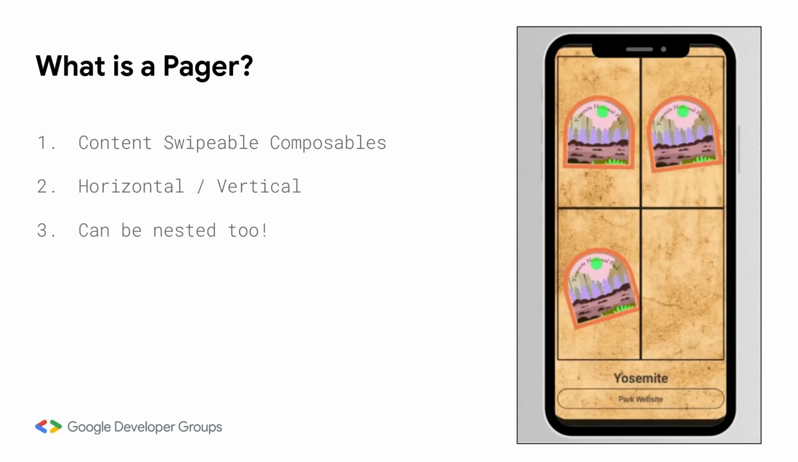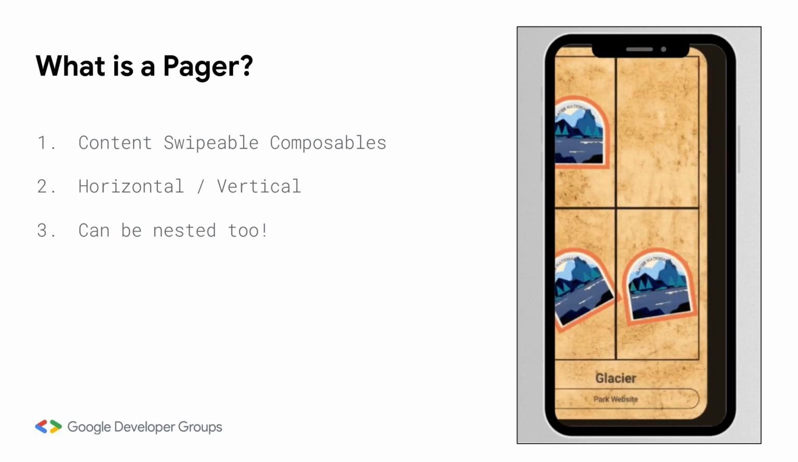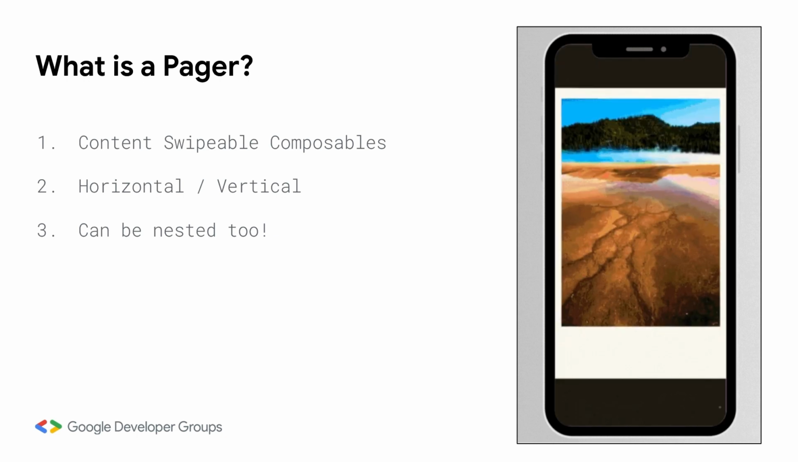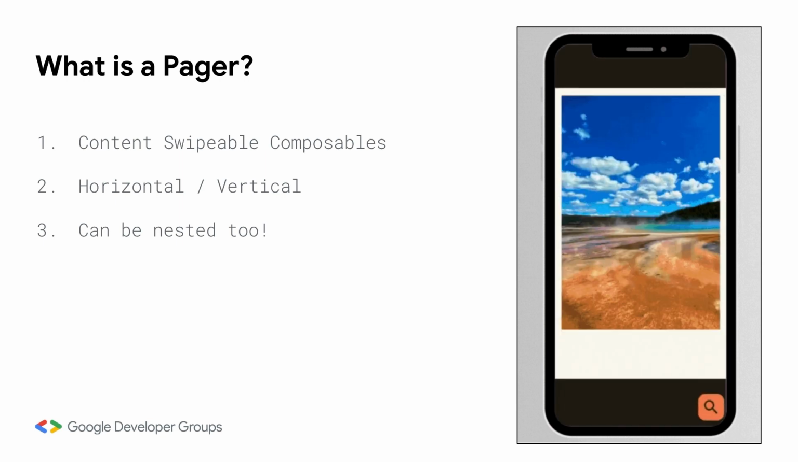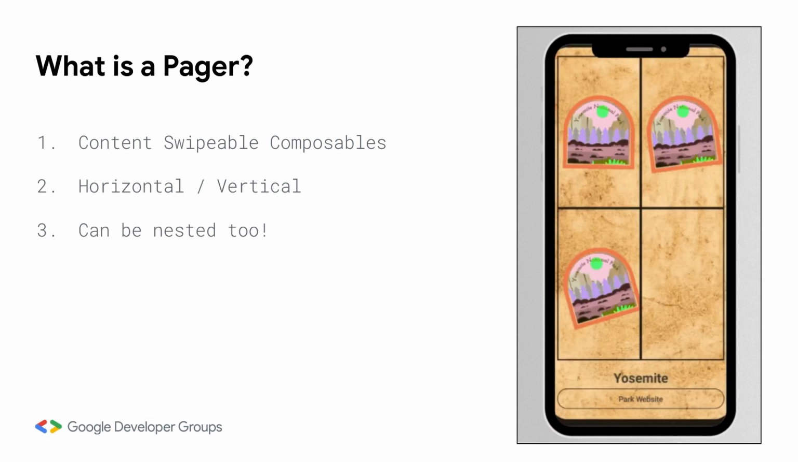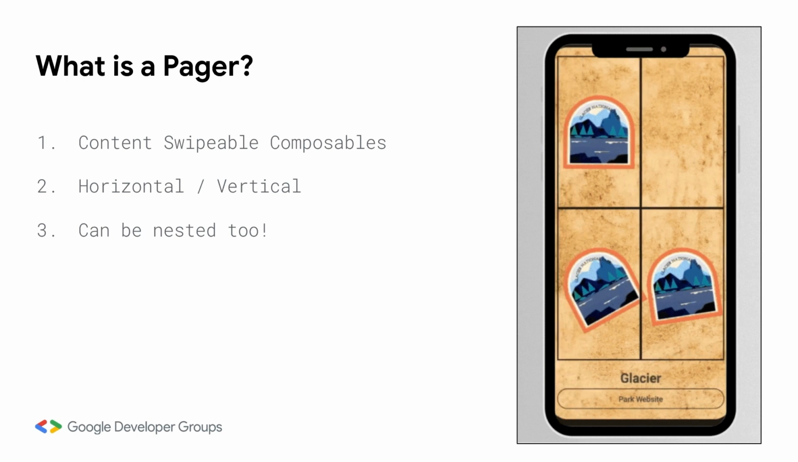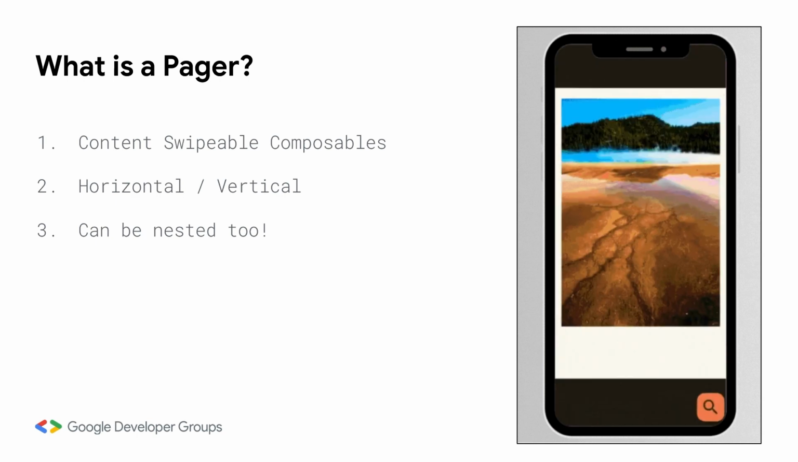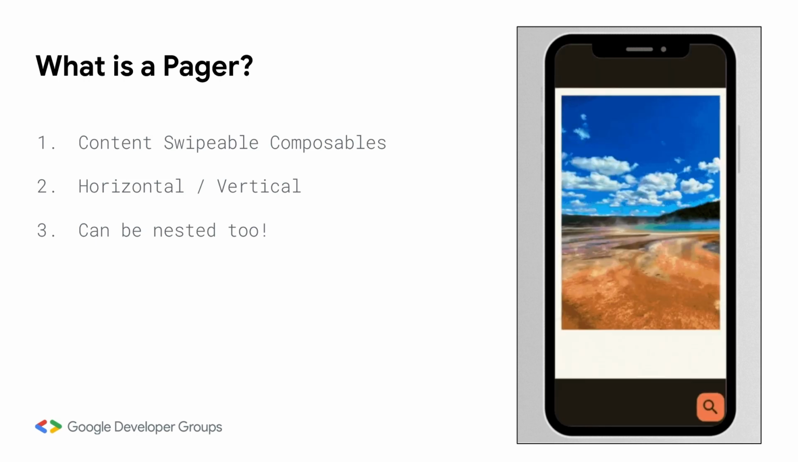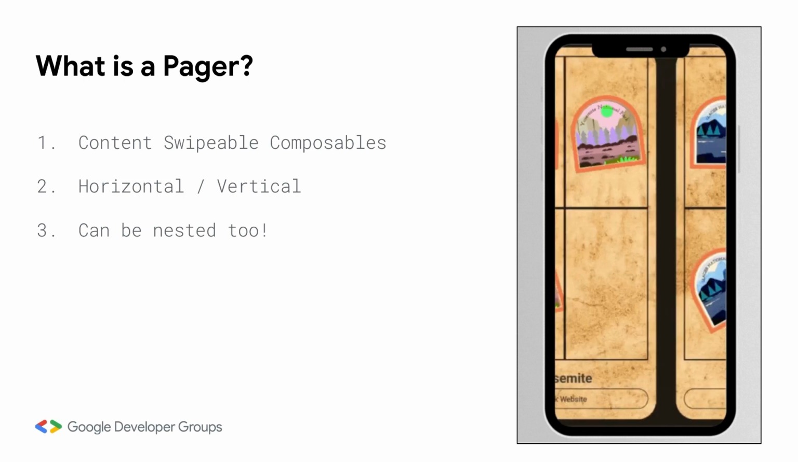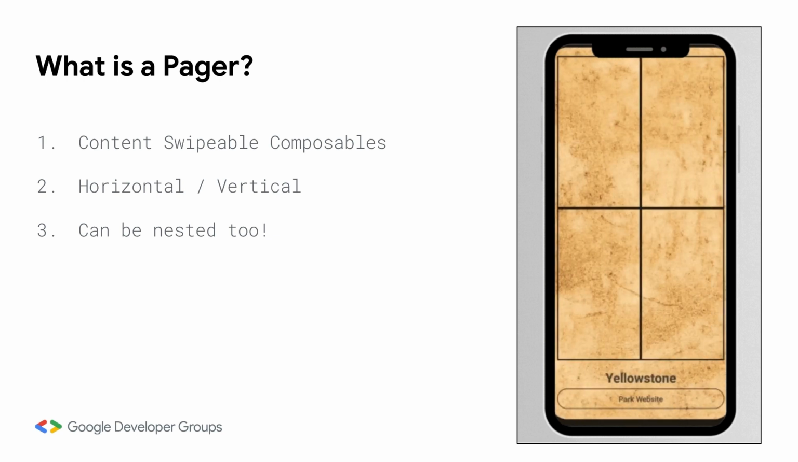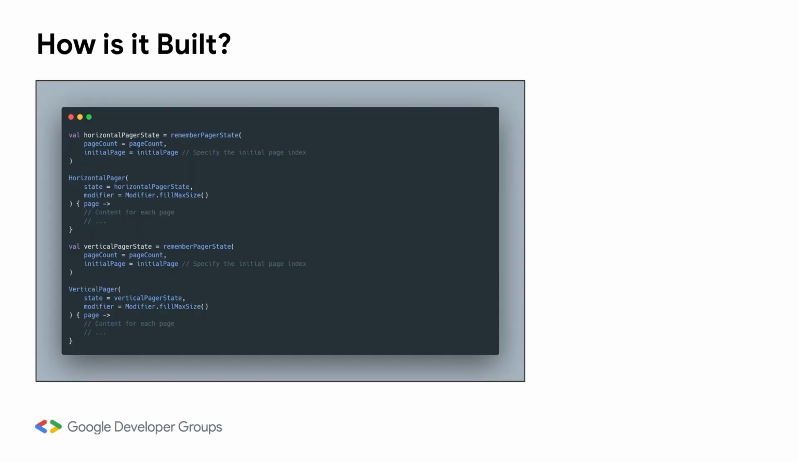So that we can keep swiping through content easily. And as you can see, it can be nested too. So it's like a pager within a pager. We have a vertical pager on every index of the horizontal pager here. That's what pagers are. Pagers themselves also have a pager state, so I'm going to get into that here.